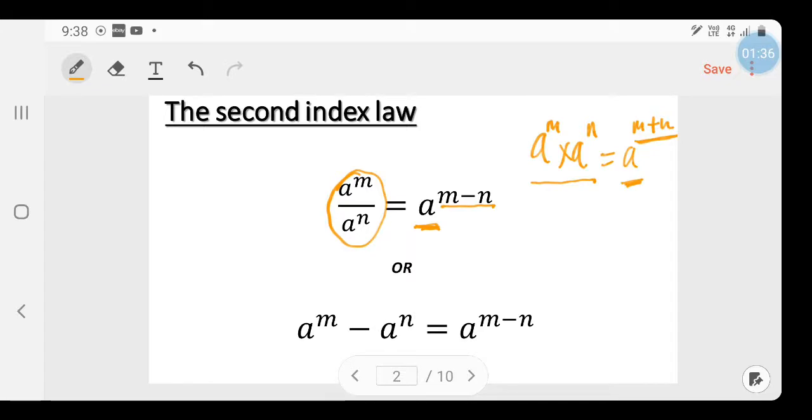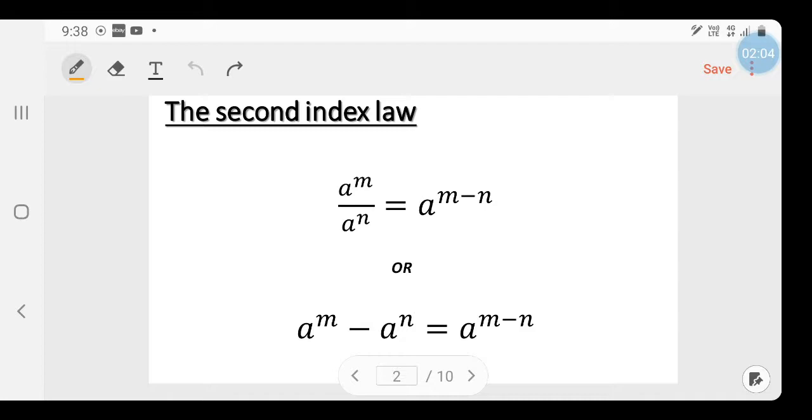So when it comes to multiplying in algebra, multiplication of bases means addition of powers. Division of bases means subtraction of powers. And it's the power in the numerator minus the power in the denominator, m minus n. Okay? So, a very similar rule.